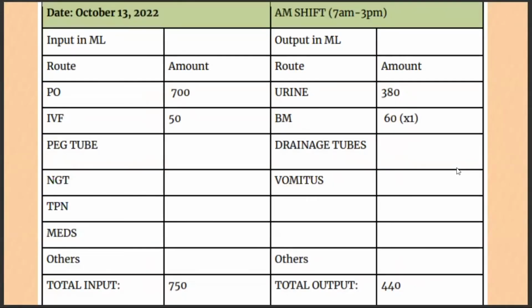For the next day, October 13, a.m. shift, she is given 50 ml of IV fluid with 700 ml of fluid by mouth and 380 ml urine output and 60 ml of bowel movement. Next slide, please.